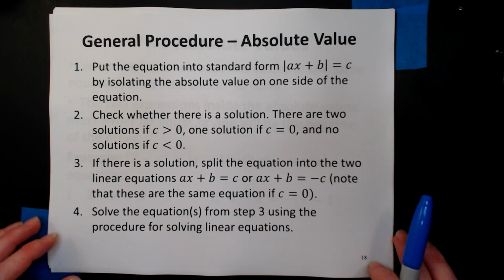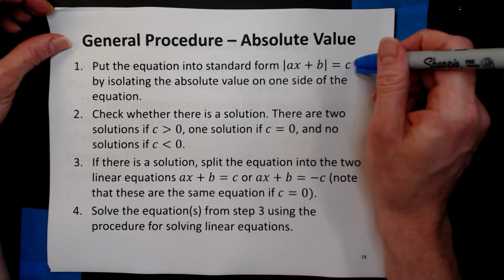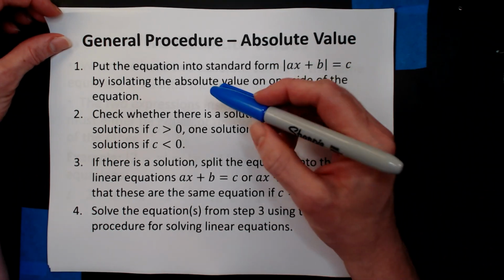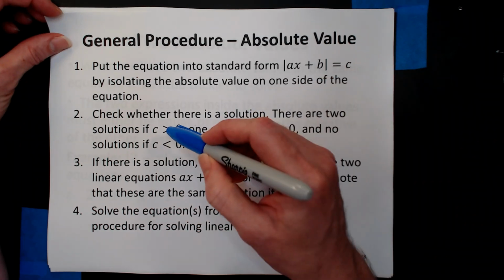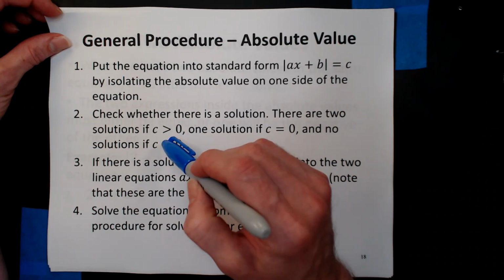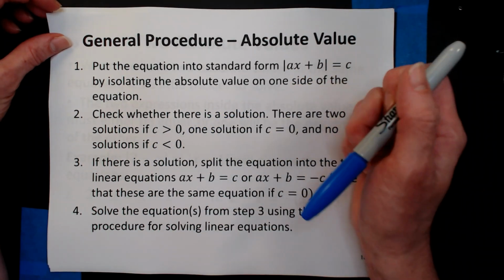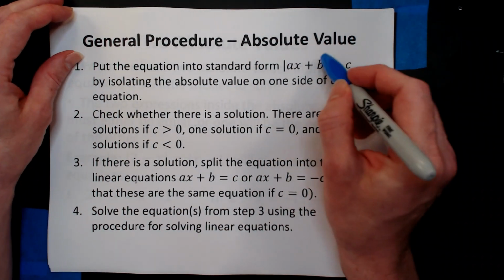All right. So the general procedure for absolute value is to put the equation in standard form by isolating the absolute value on one side of the equation. Check whether there is a solution. There are two solutions if c is greater than 0, one solution if c is equal to 0, and no solutions if c is less than 0, in other words, negative distance. And this is assuming that our absolute value is on the left, the c is on the right, and we've put it in standard form.